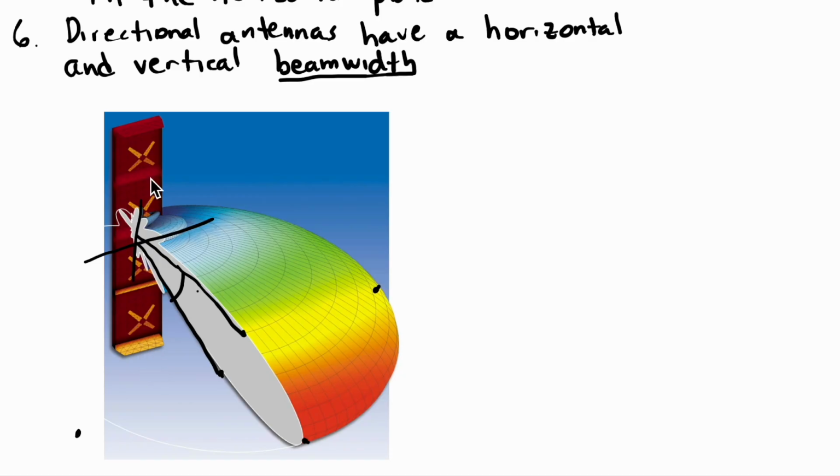The larger the vertical dimension of the antenna, the smaller the vertical beam width. And conversely, the smaller the dimension of the horizontal beam width, the wider the horizontal beam width is. So you see this very tall and narrow antenna has a very small vertical beam width and a relatively large horizontal beam width. So these are the 6 things that I think every wireless system designer should know about antennas.